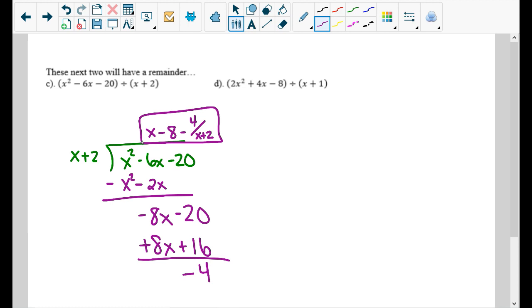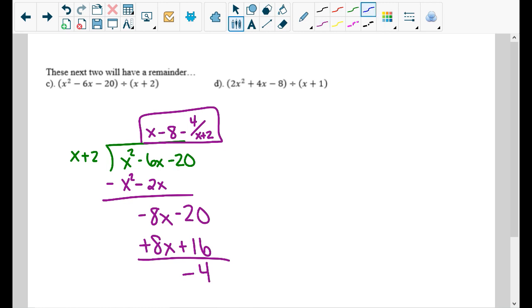So there is my final answer. X minus 8 minus 4 over x plus 2. So everything comes out the same. The only difference is, instead of a 0 at the very bottom, at the end of our equation, we're going to get a number, and that number just goes into a fraction with what we're dividing by.